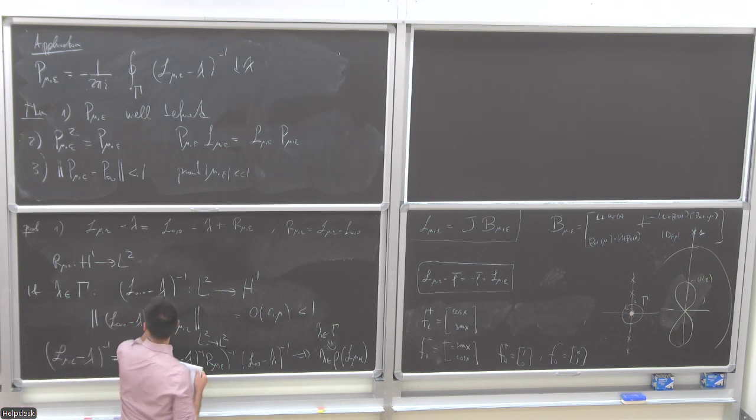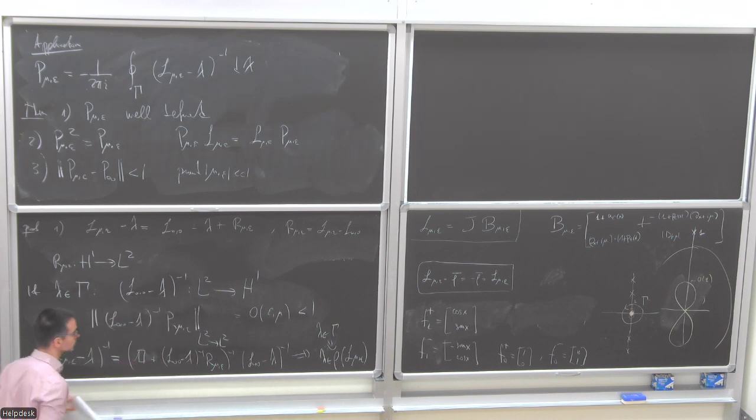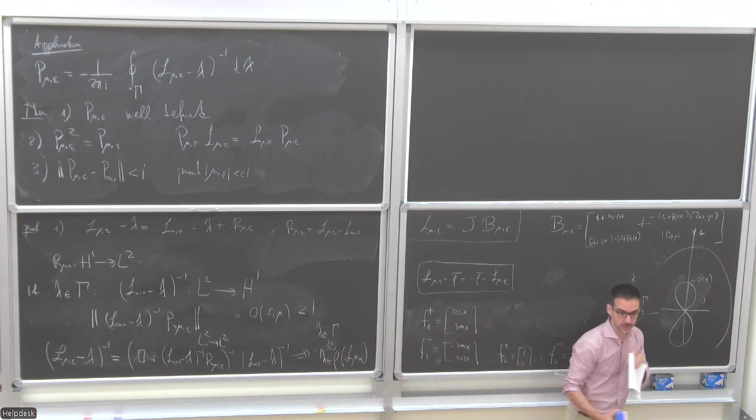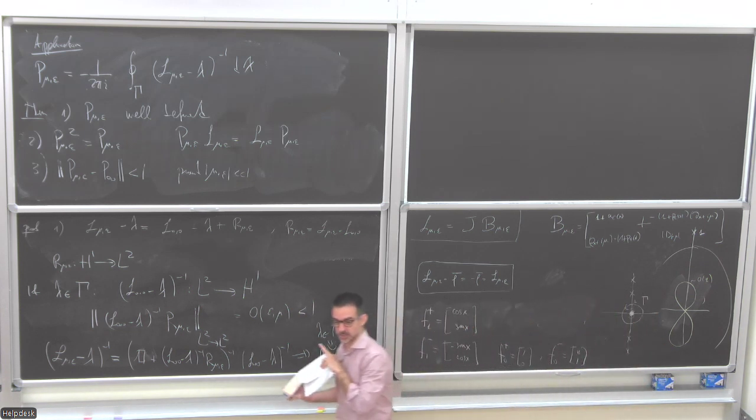Okay. So do you know that these are projectors? This is clear. P square is equal to P.